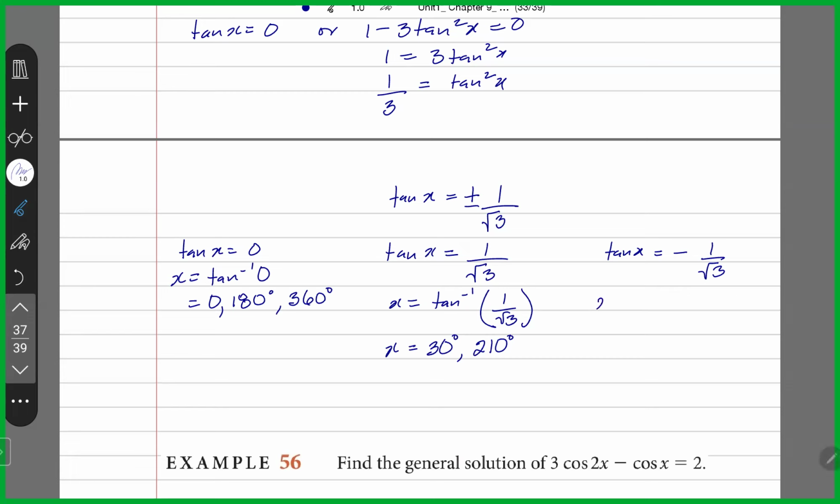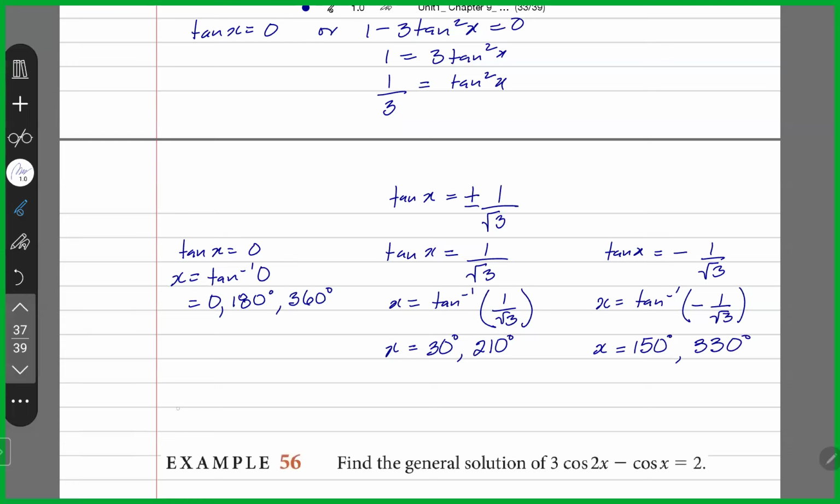Over to the right, x is equal to tan inverse minus 1 over root 3. So x here, tan is negative in the second quadrant and in the fourth quadrant. So in the second quadrant, it would be 180 minus 30, which is 150 degrees. And in the fourth quadrant, it should be 360 minus 30, which is 330 degrees.